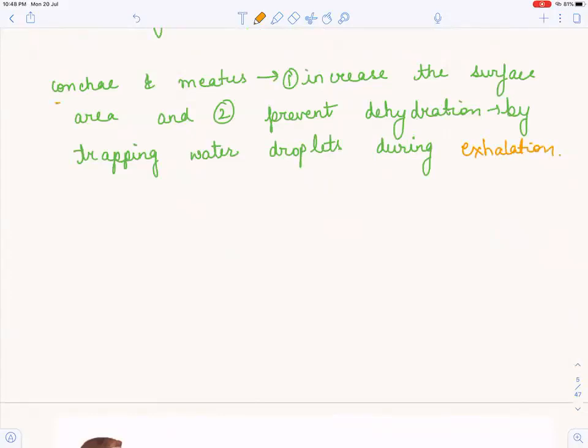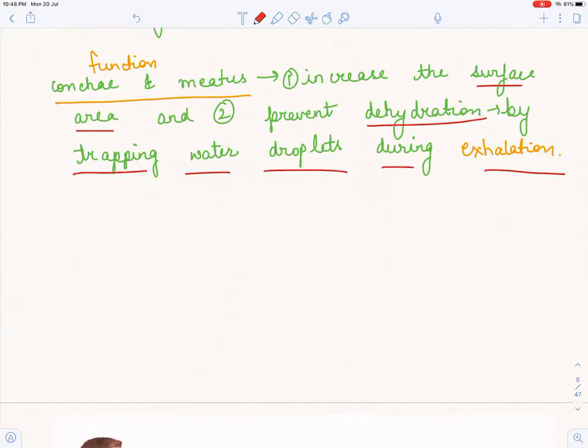So what is the function of conchae and meatuses? They increase the surface area, and they prevent dehydration by trapping water droplets during exhalation. Okay, so I'll tell you two more things.